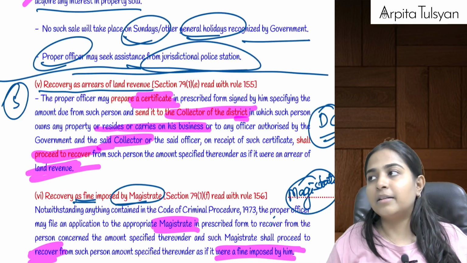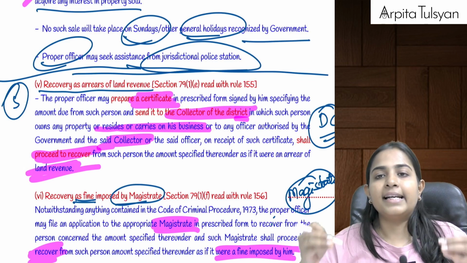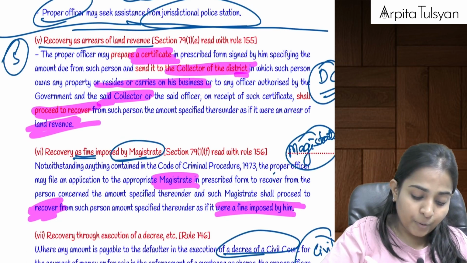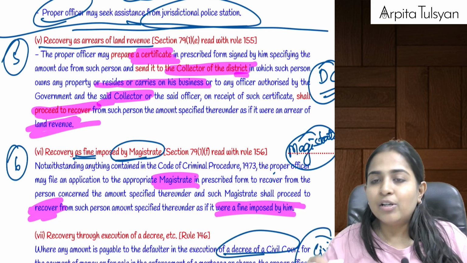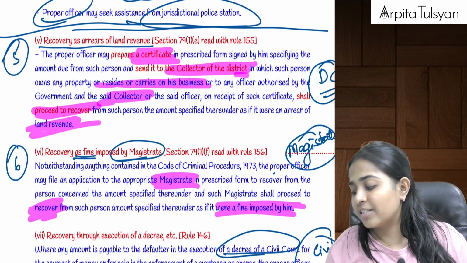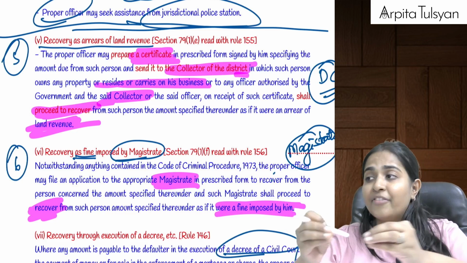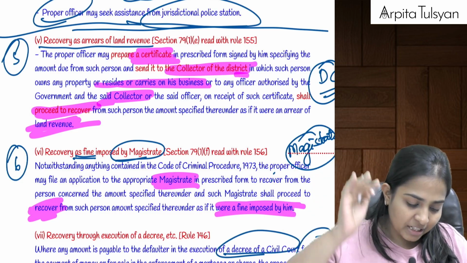Then the fifth method is I will issue a recovery certificate to the district collector, and the district collector is going to collect it from you as if it was arrears of land revenue. Similarly, I can go to the magistrate of your jurisdiction and tell him, sir, this is the amount to be recovered from this defaulter, please recover as if it is your fine. So the magistrate will apply its provisions and recover the amount from you.